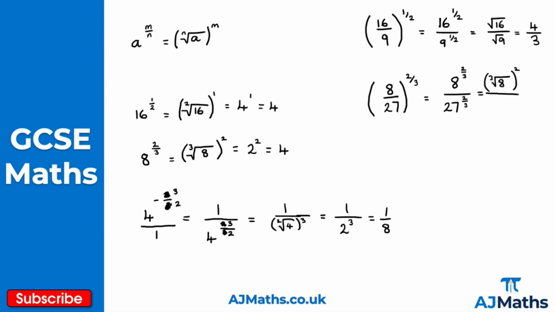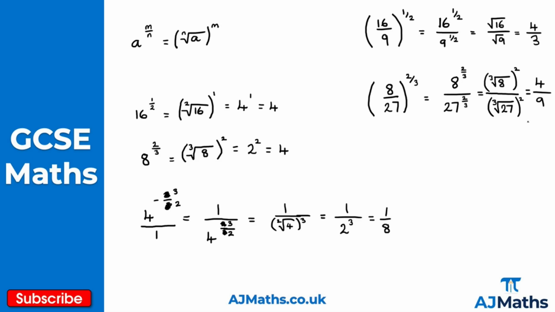Same again here with the denominator. That means we now take the cube root of 27, and then we square it. So the cube root of 8, that would be 2. So that's going to be 2 squared, which is 4. And then here I've got the cube root of 27, which is 3, and then we square it. So 3 squared is 9. In that case, then my solution here would be 4 over 9.